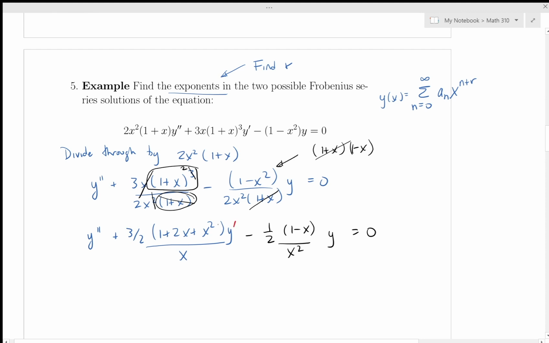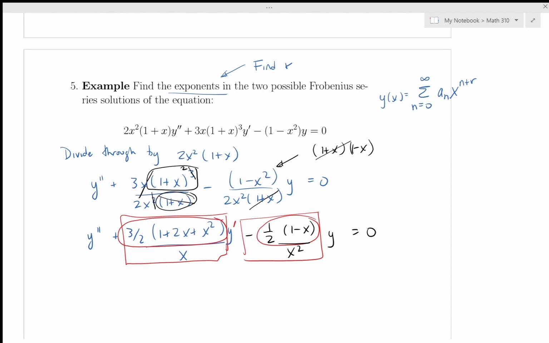If I take the coefficient on y prime and multiply it by x, I have a function that has a power series, and you can see what the power series is. It's simply the numerator. Similarly, if I take the coefficient on y and multiply it by x squared, I have a function that has a convergent power series in the numerator. So both of those circled numerators, in the coefficients on y prime and y, have convergent power series near 0. That's an important feature.